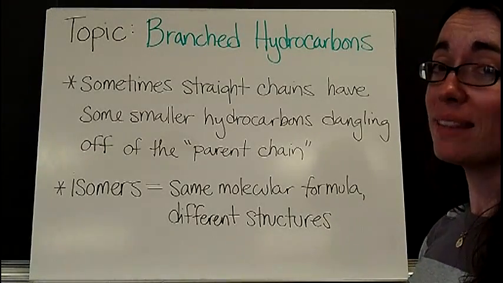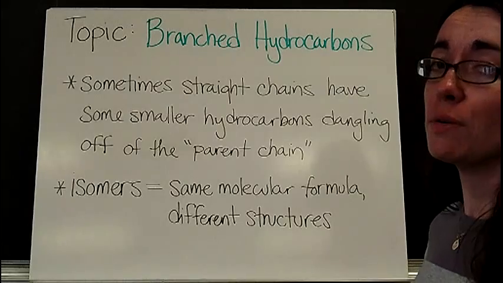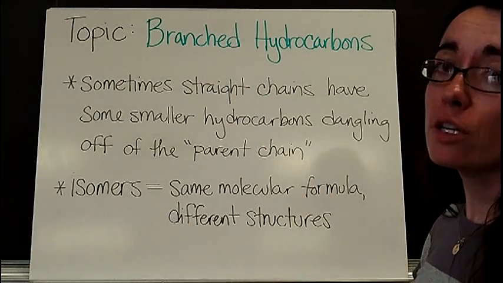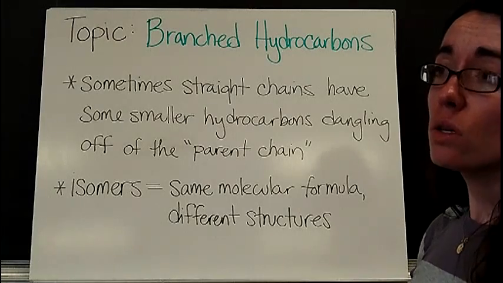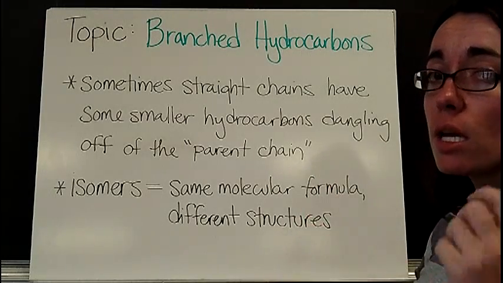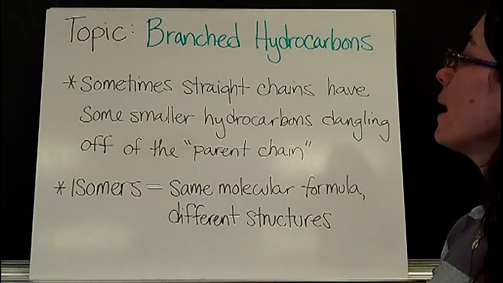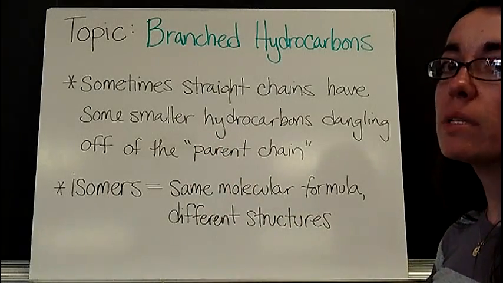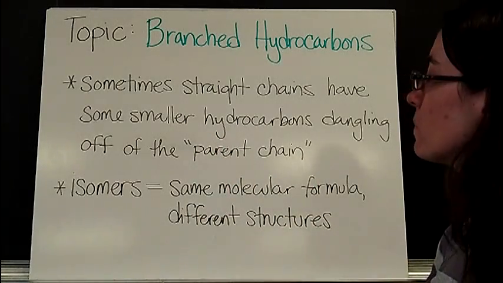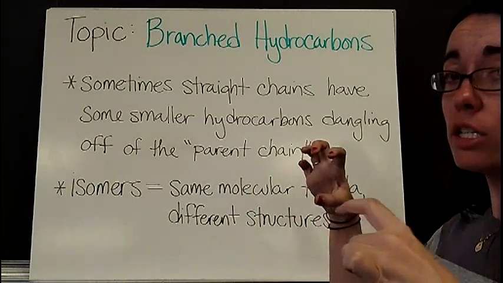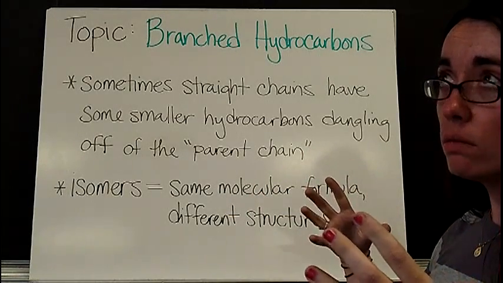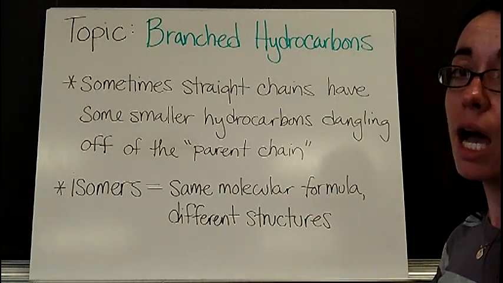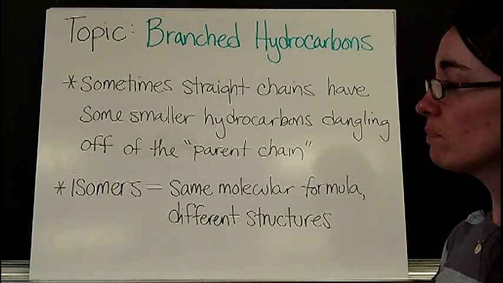Okay, welcome back. This is topic number 3 in our unit on organic chemistry. Our topic for today is branched hydrocarbons. So we've been talking about these long, straight-chained hydrocarbons, but there are some hydrocarbons that actually have smaller little chains of hydrocarbons dangling off of them. Now the longest chain in the molecule is known as the parent chain, and the little thing that's dangling off of it is known as a branch.